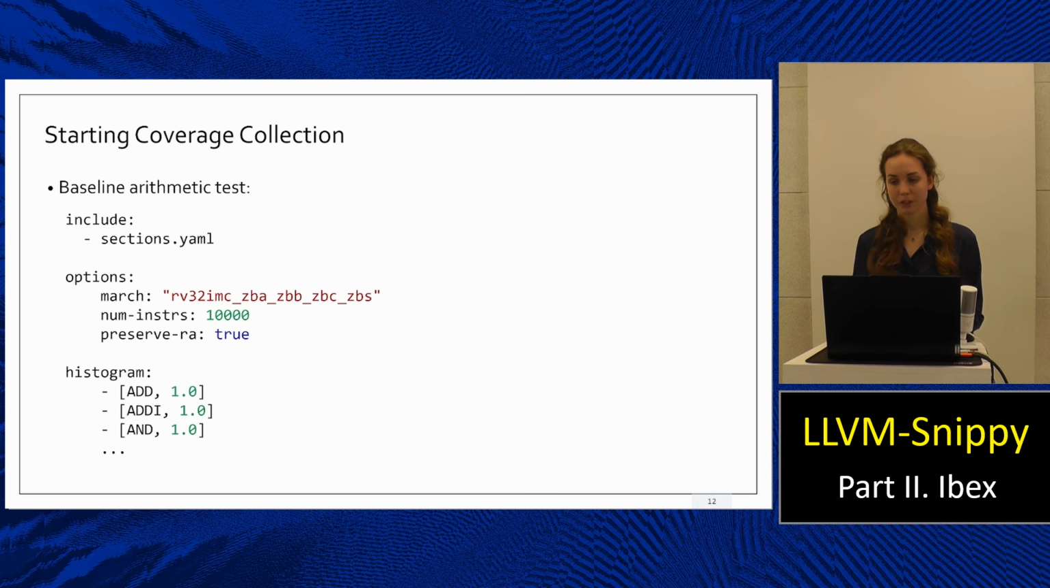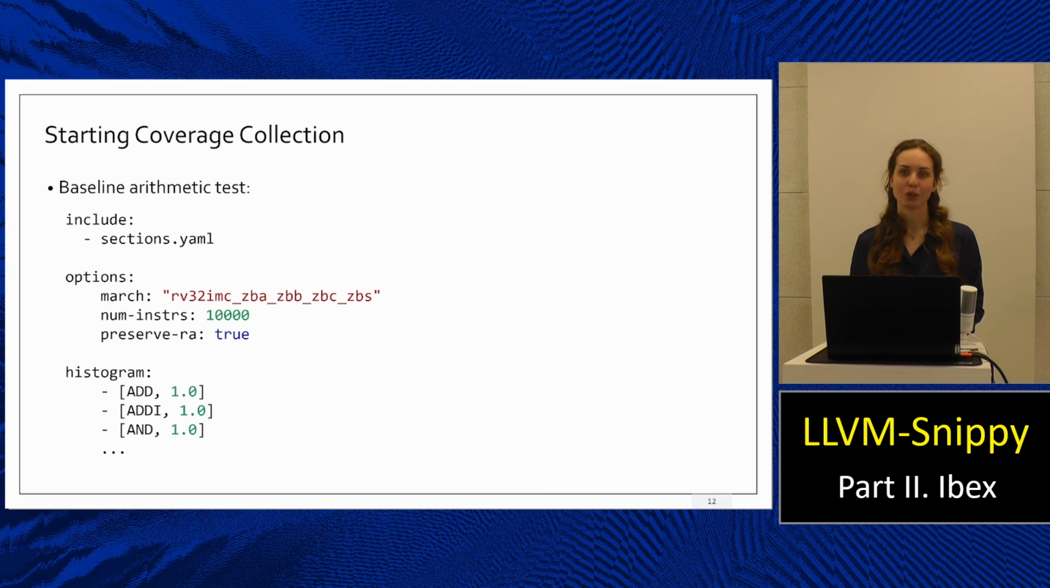In the config, we set the RV32IMC architecture with bitmanip extensions and generate 10,000 instructions. The test is intentionally simple. No branches, no loops, no function calls, no active memory access activity. It is just a linear instruction stream aimed mainly at instruction level coverage.